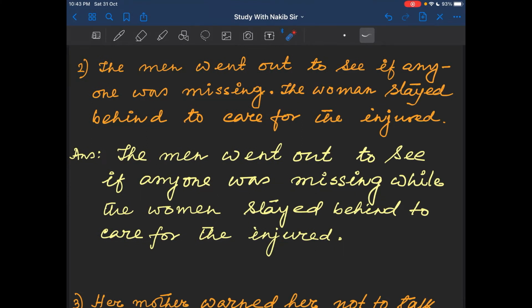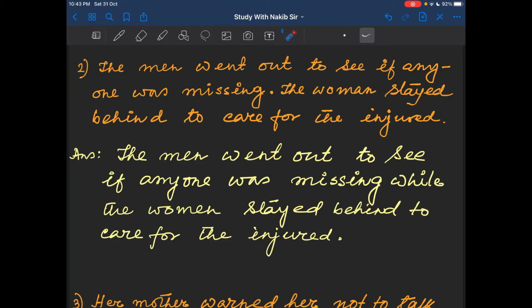The men went out to see if anyone was missing. The women stayed behind to care for the injured. Here also you have to find out the relation. See the given sentences. 2 things are done on 2 sides but at the same time. Men went out to see if anything was missing on one side, and on the other side, the women stayed behind to care for the injured.